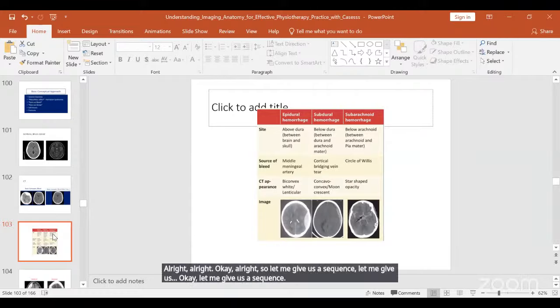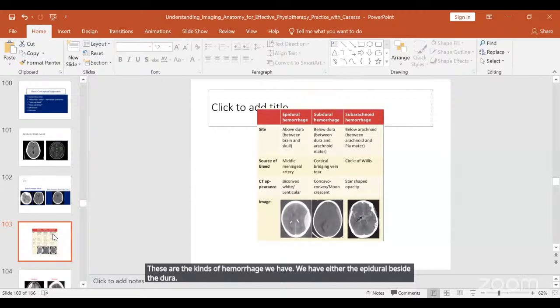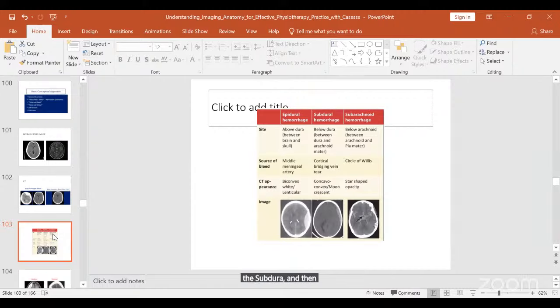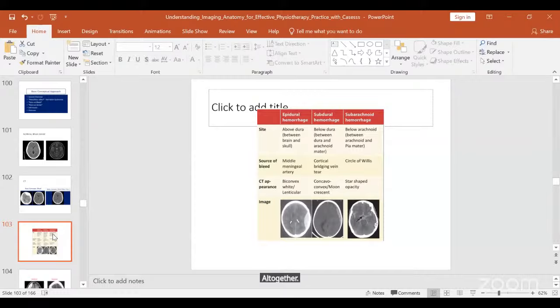There are basically, we know in radiology, these kinds of hemorrhage. We have either the epidural, beside the dura, the subdural, and then the subarachnoid. In fact, we can even have the parenchymal, intracerebral. Are we together? Yes.